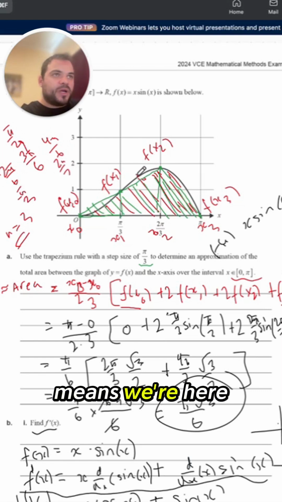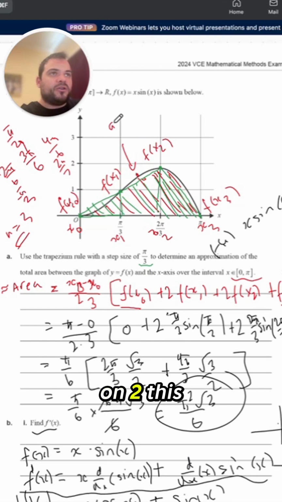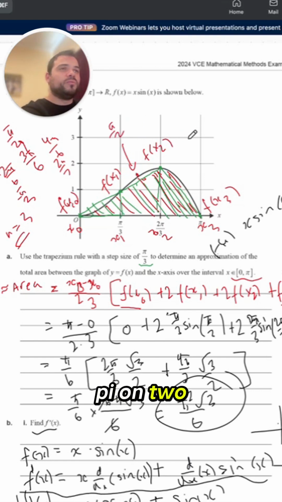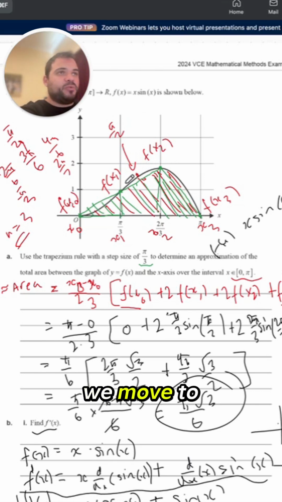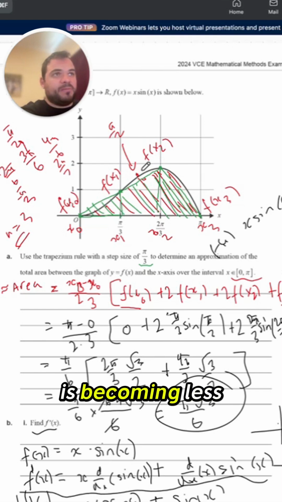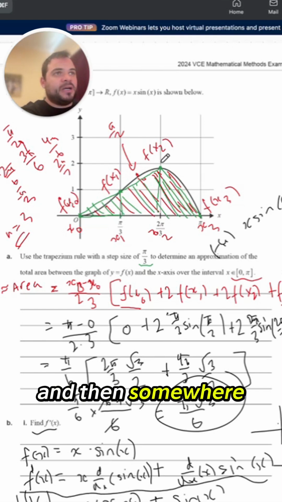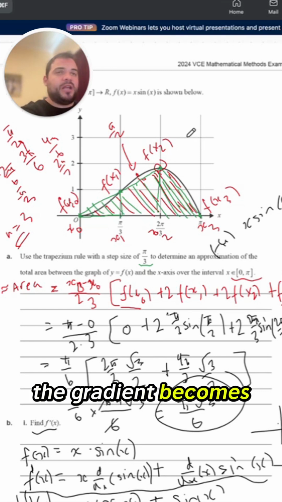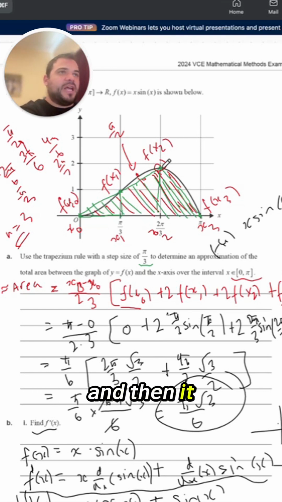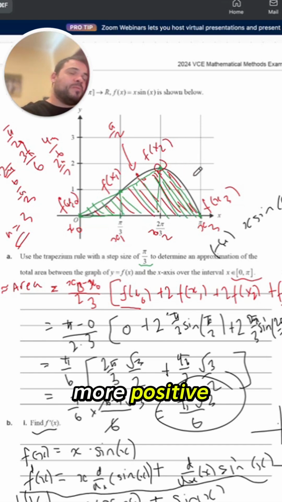And so that means we're here. This is pi on 2. This is where x is equal to pi on 2. And we can see there that the gradient is positive. And then as we move to the right towards 2 pi on 3, we can see that the gradient is becoming less and less positive. And then somewhere around the top here, around 2 pi on 3, the gradient becomes 0. And then it becomes negative as you keep moving to the right, as x keeps becoming more and more positive.